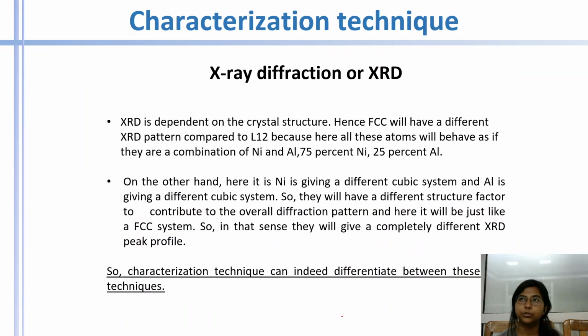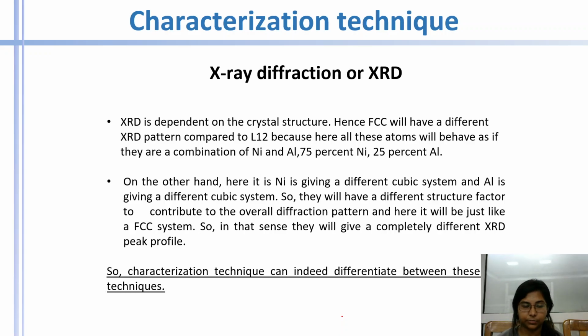So how can you characterize the ordered versus the disordered structure? Is there any characterization technique? Yes, there is: X-ray diffraction, or XRD. XRD is dependent on the crystal structure. XRD is a very useful tool which helps us to examine crystal structures, right?